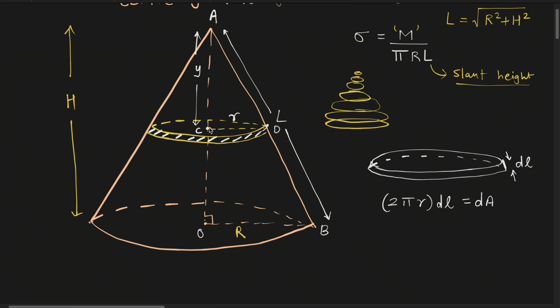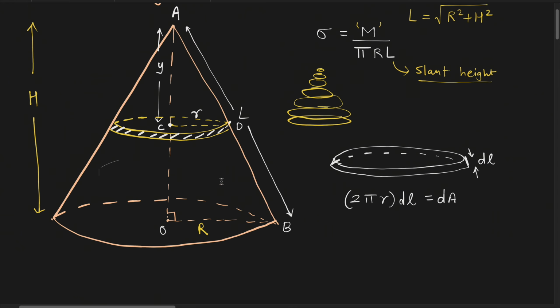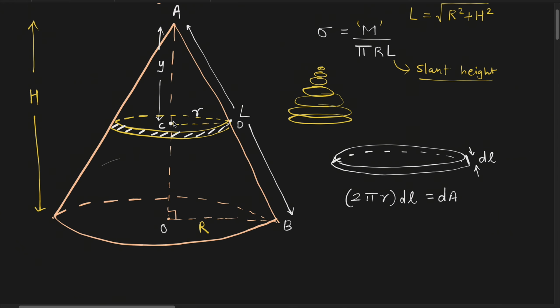Now the center of mass of the ring is here, and this cone is made up of many such rings, so we have to find the center of mass of all the rings. This ring is at a distance y from the apex A. We know the formula y_COM equals the integral of y dm divided by the integral of dm.